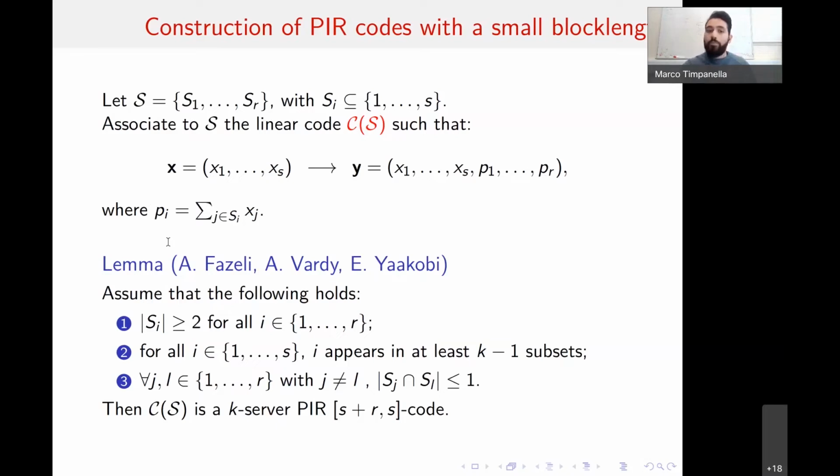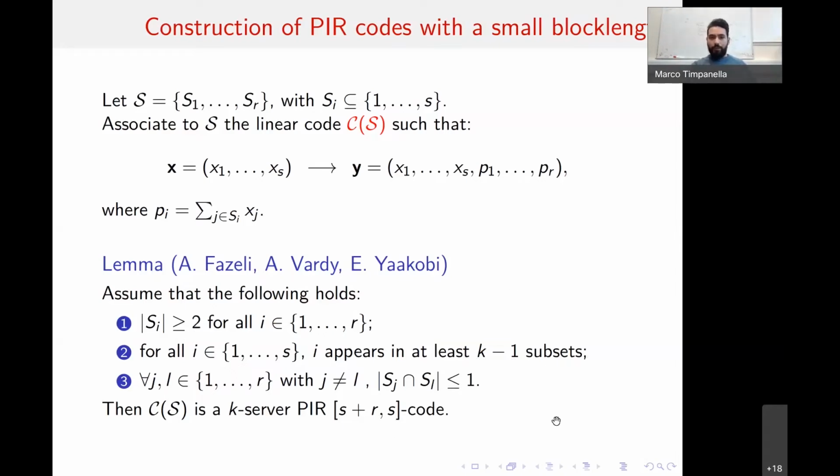Faselli, Vardi, and Jacobi provided a set of sufficient conditions on S so that this code, C of S, is a PIR code. So these are the conditions. First of all, we need that all these sets have size at least 2. Then we need that for every number from 1 to s, this number appears in at least k-1 of these subsets for some k. And finally, we need that two distinct subsets meet in at most 1 element. If these properties are true, then C of S is a k-server PIR code, where this k depends on property 2, of length s plus r and dimension s.